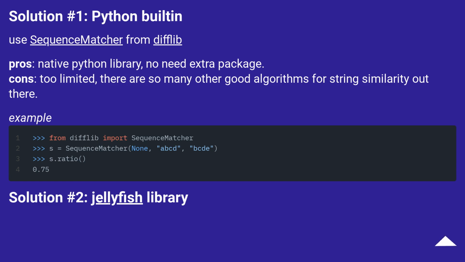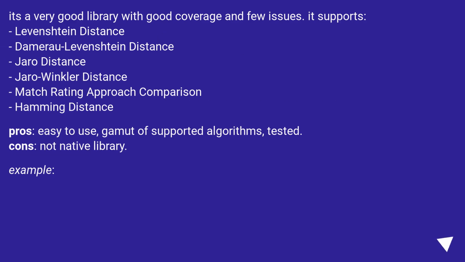Solution number 2, Jellyfish library. It's a very good library with good coverage and few issues. It supports Levenshtein distance, Damerau-Levenshtein distance, Jaro distance, Jaro-Winkler distance, match rating approach comparison, Hamming distance. Pros: easy to use, gamut of supported algorithms, tested. Cons: not a native library. Example.